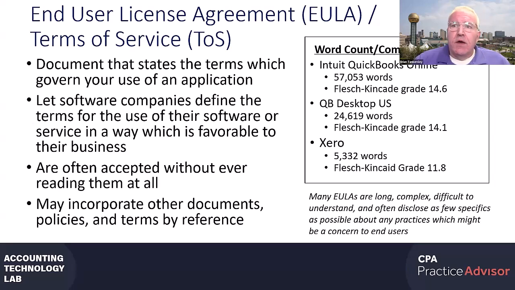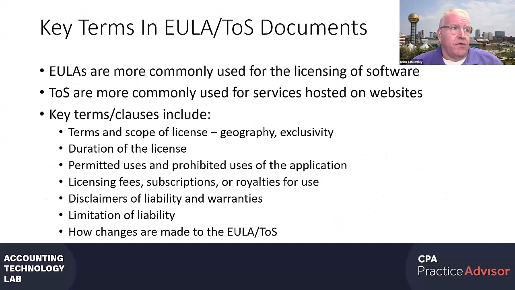Okay. So it's a fairly complex document. Desktop QuickBooks only has 24,000 words, and Xero has 5,300 words. And so these things get really, really long, really, really complex. And many times they'll refer by reference to other documents. If you look at the 57,000 words I'm quoting here, I think that may incorporate the privacy policy or other things like that. But they are very, very complex.